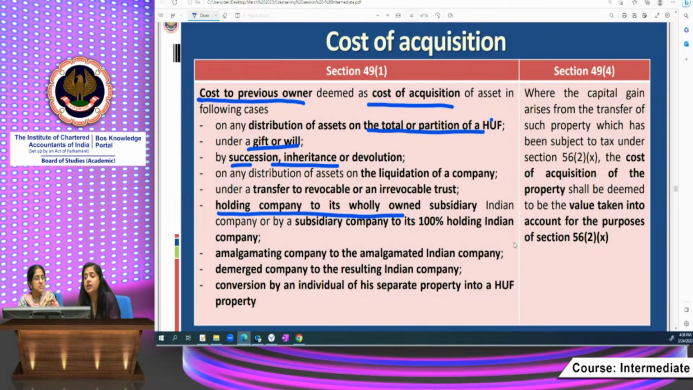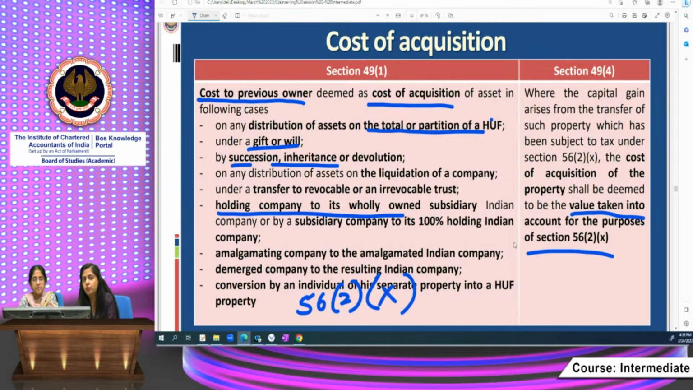But in case of 49(4), what is 49(4)? 49(4) says if on the transfer of such property the income is subjected to tax under section 56(2)(x), then the cost of the property will be the value which we have taken for 56(2)(x). What does this mean? 56(2)(x) says if any person has received any sum of money exceeding 50,000, then the whole of the amount will be chargeable to tax under the head income from other sources.